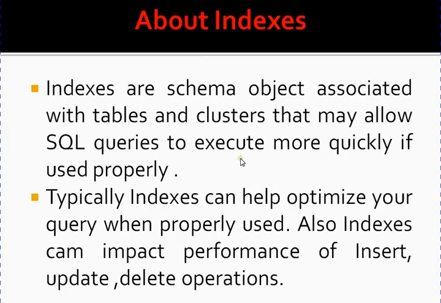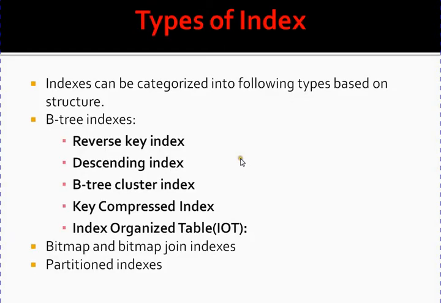Typically, indexes can help to optimize your query when properly used. Also, indexes can impact the performance of DML operations such as insert, update, delete. Types of index. Indexes can be categorized into the following types based on the structure: B-tree indexes, bitmap and bitmap join indexes, partition indexes. B-tree indexes are of different types like ascending or descending index, reverse key index, B-tree cluster index, key compressed index, index organized table, or IOT.